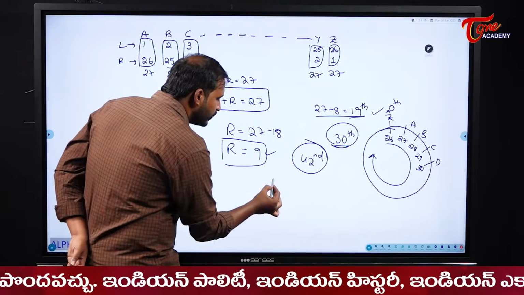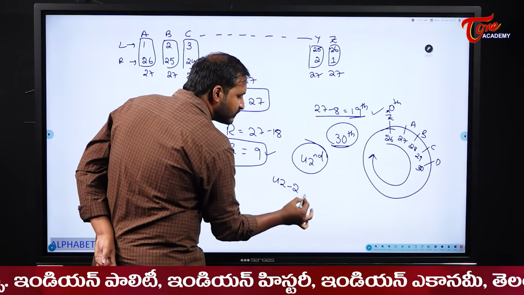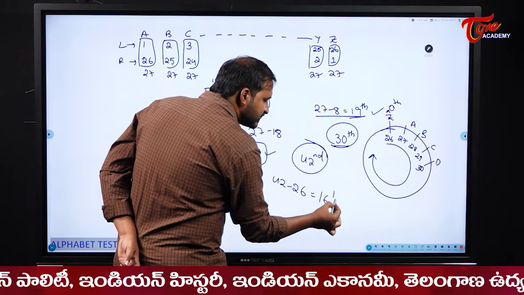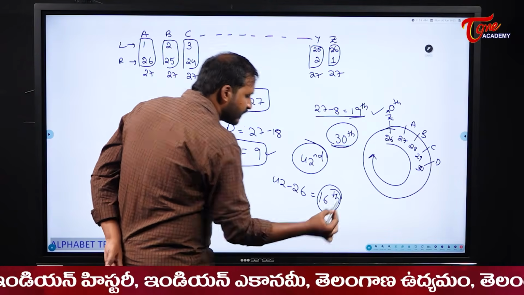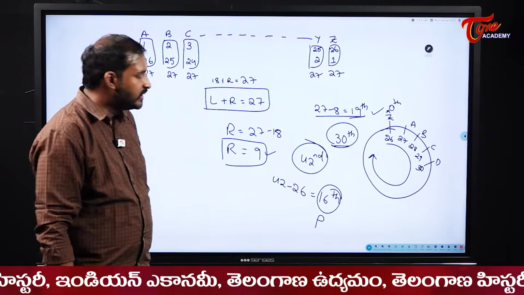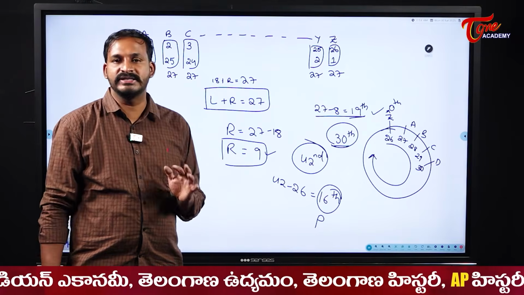26. So 42 minus 26, what does it become? 16. What is the 16th alphabet for me? P. P is the 16th alphabet for me. So this is how you need to tell the alphabet positions.